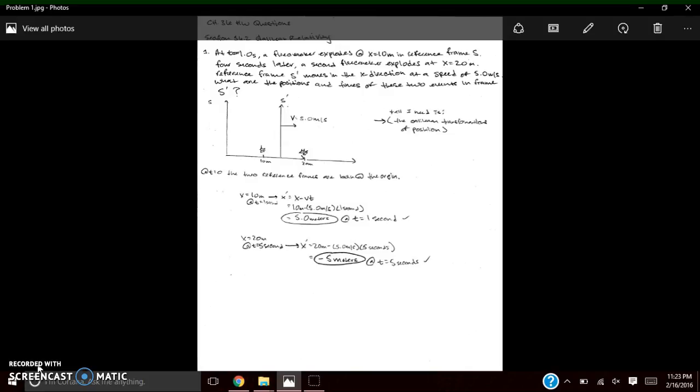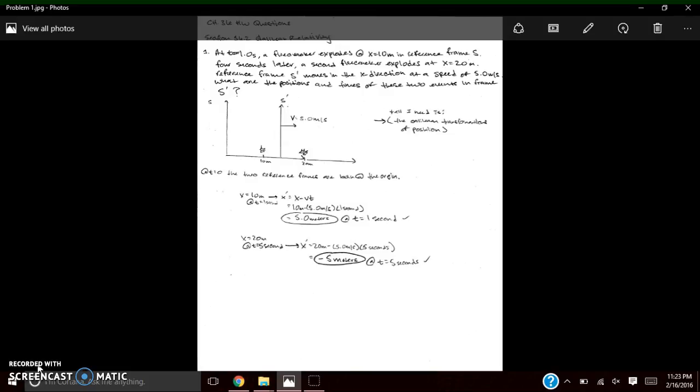Getting into the problem, it reads: at t equals 1 second, a firecracker explodes at x equals 10 meters in reference frame S. 4 seconds later, a second firecracker explodes at x equals 20 meters. Reference frame S prime moves in the x direction at a speed of 5 meters per second. What are the positions and times of these two events in reference frame S prime?